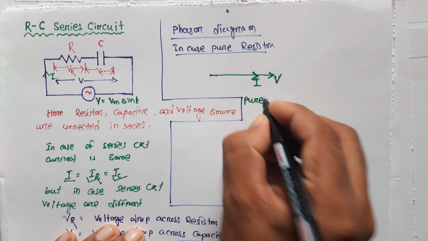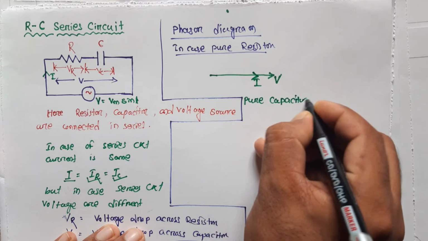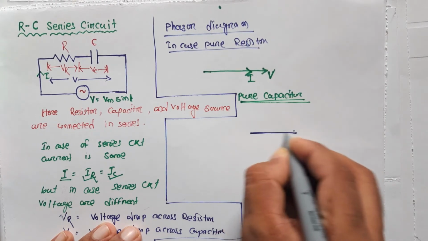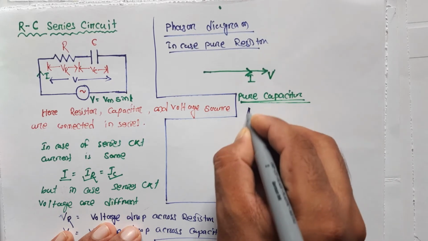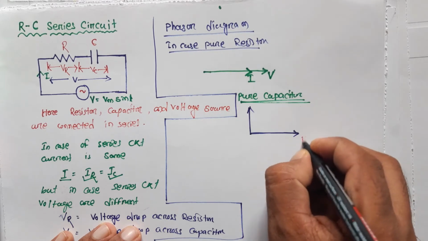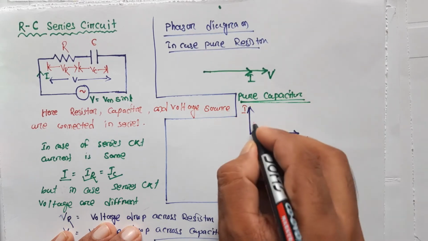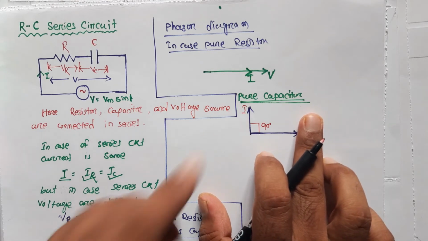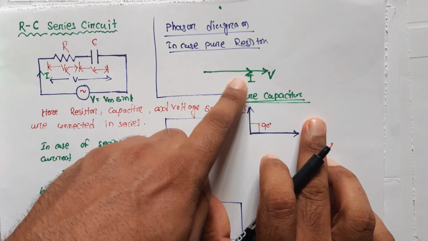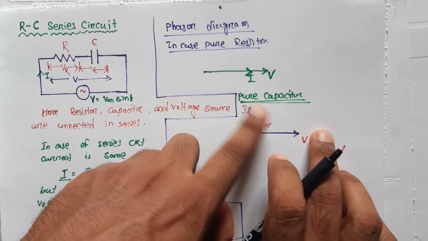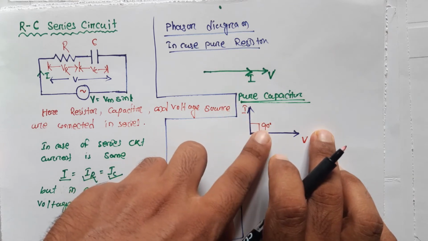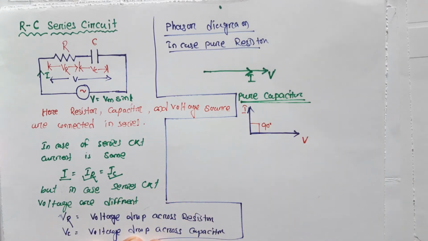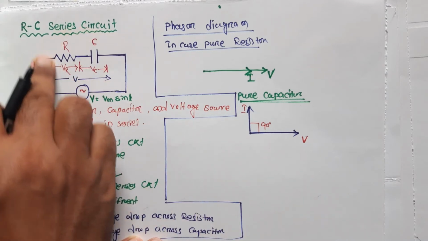But in the case of a pure capacitor, the current always leads the voltage by 90 degrees, or you can say the voltage lags by 90 degrees. It is just the reverse of an inductor. Then we draw the phasor diagram of this RC network.